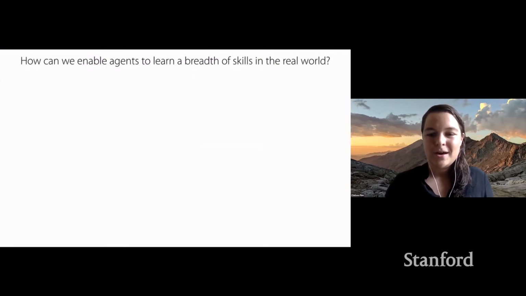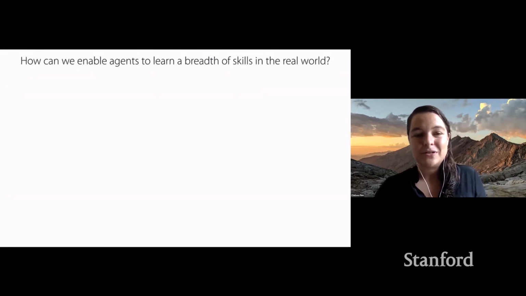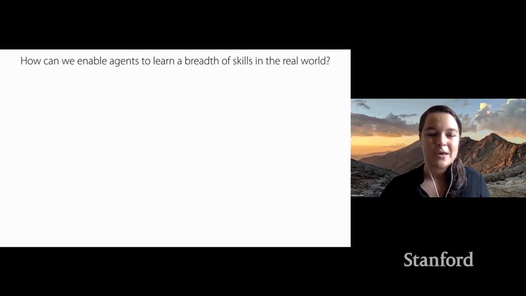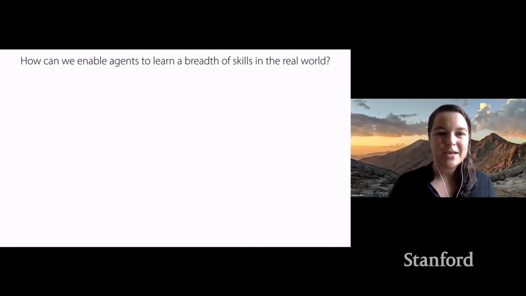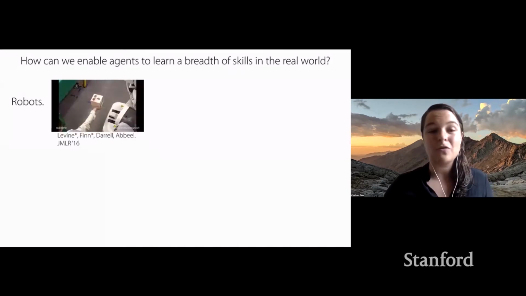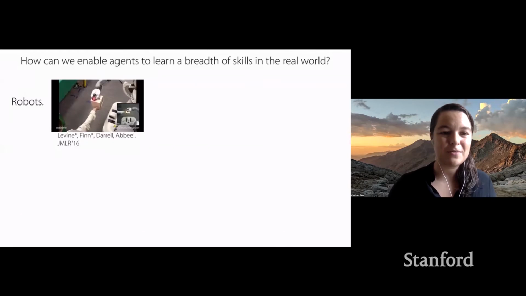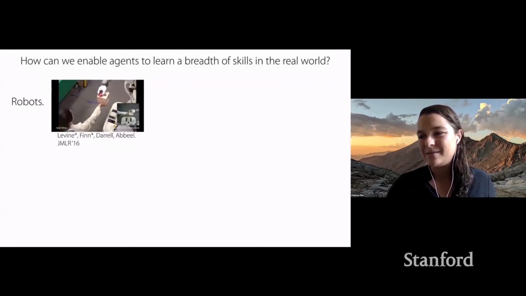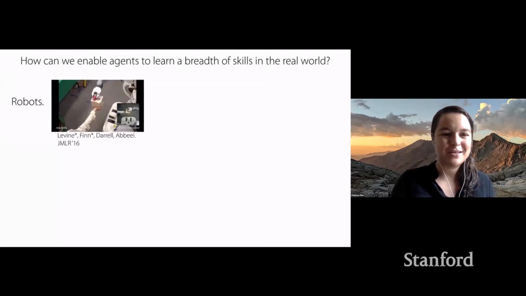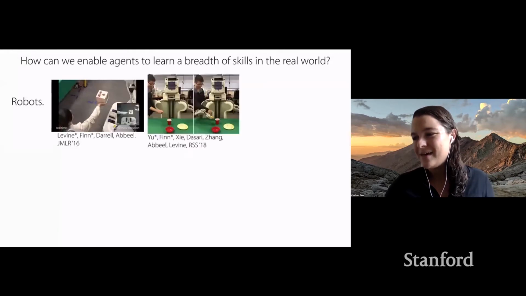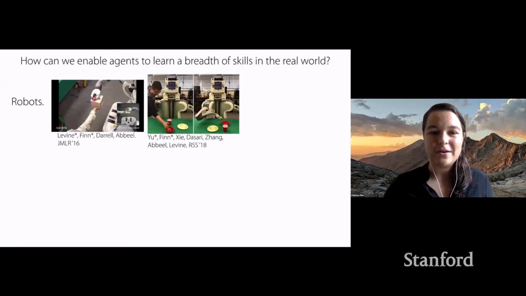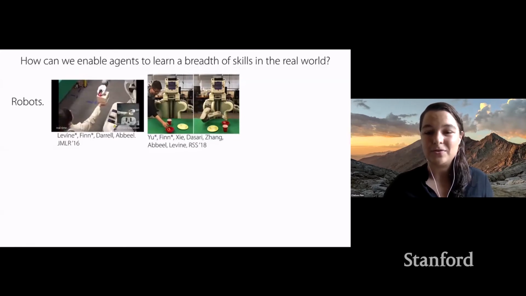In my lab, a lot of the research that we do is studying how we can enable agents to learn a breadth of skills in the real world. And when I say agents, I mean actual real robots in the world, robots like this robot that can put a red block into a shape sorting cube, that can watch a video of a human doing something and figure out what to do and how to do the task as well.